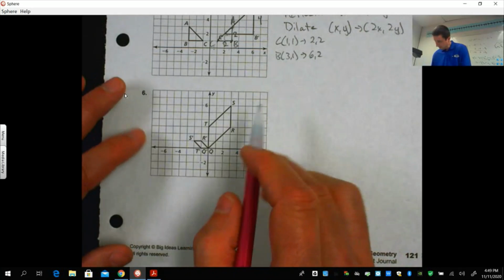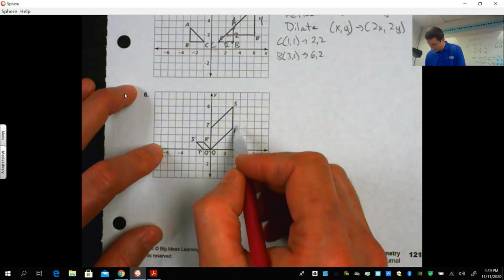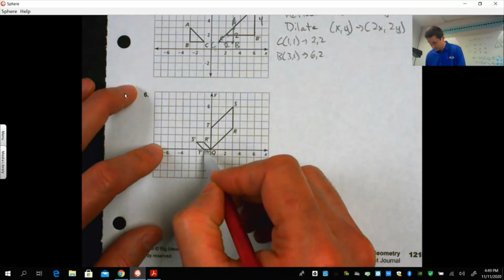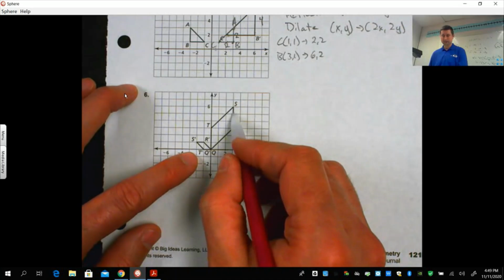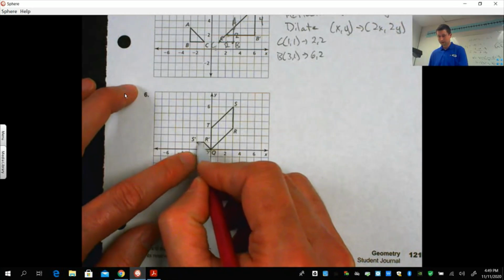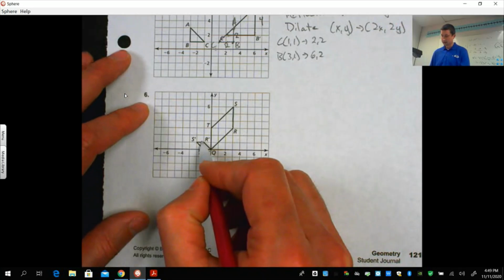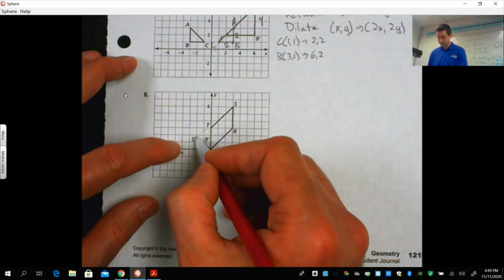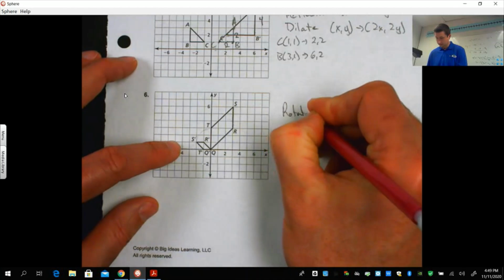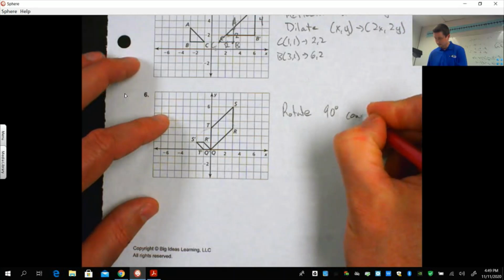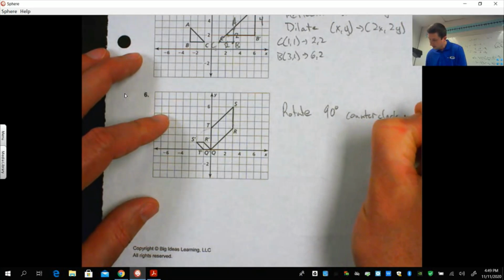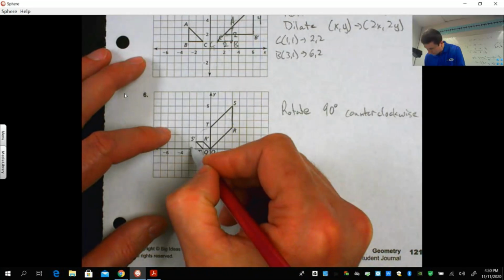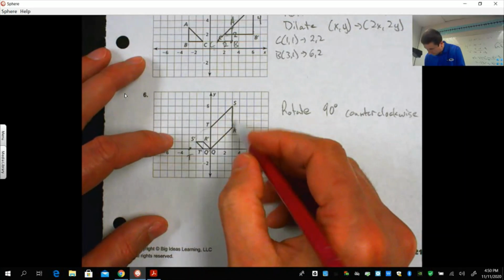The final one here, I have RSTQ, and notice RS is going up and down on this side, and RS is going left and right on this side. That means we have some sort of rotation going on. We've got to get it rotated this way. If you take this image and rotate it down, it's going to happen here. So we're going to rotate 90 degrees counterclockwise. So the T is going to go down here.